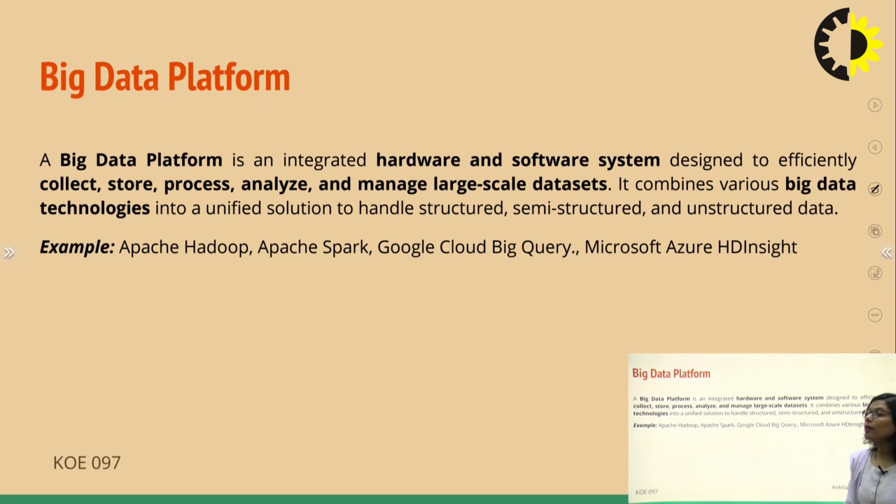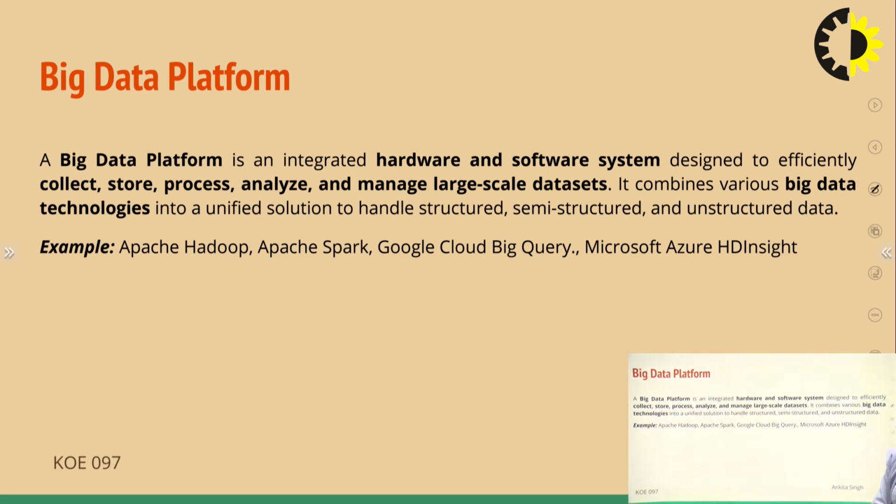Now, what is a big data platform? We have understood what big data is. A big data platform is an integrated hardware and software system which is designed to efficiently collect the data. We have to collect the data from various data sources, then store the data efficiently, then process the data, clean the data, and analyze the data. And after analysis, we also have to manage the large-scale data sets. The platform which is able to do all these processes, we call it a big data platform.